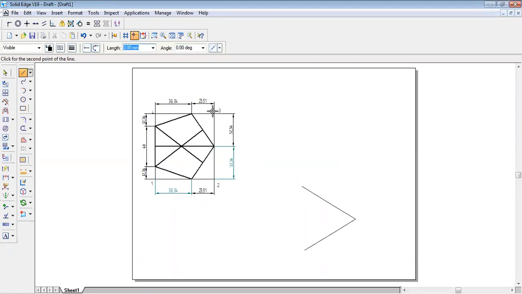Okay, and the 3 to 4 line. The first portion is 23.51 and the angle is minus 150 degrees. And the next one, the second split up, is 38.04, angle is minus 150 degrees.